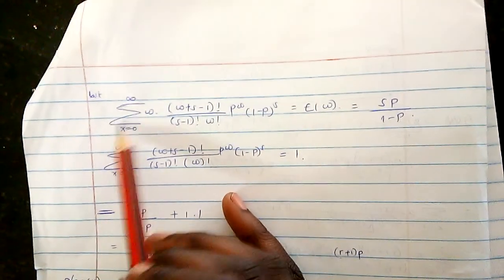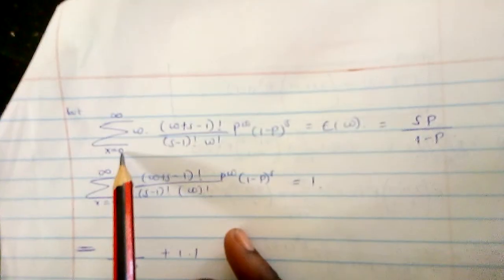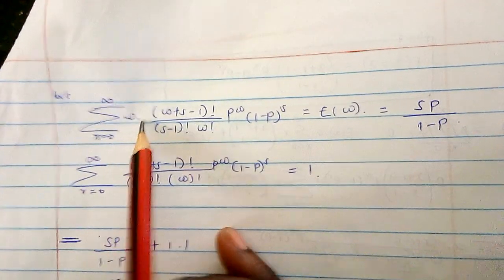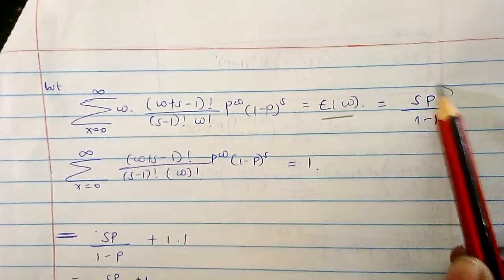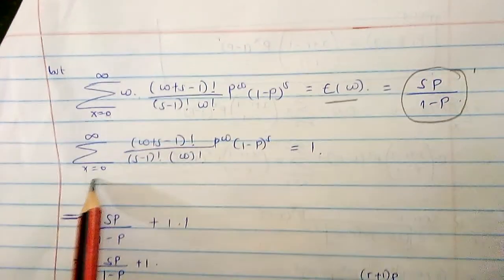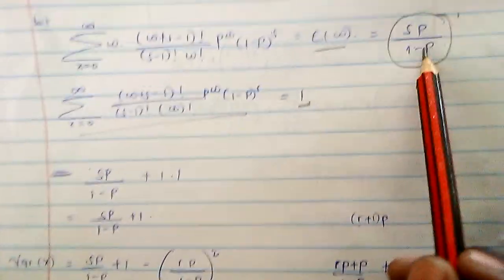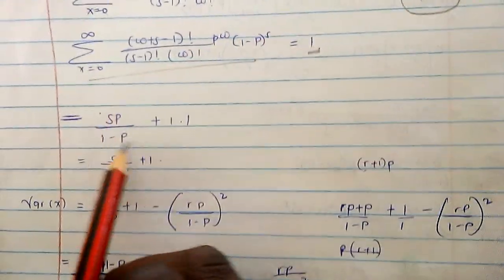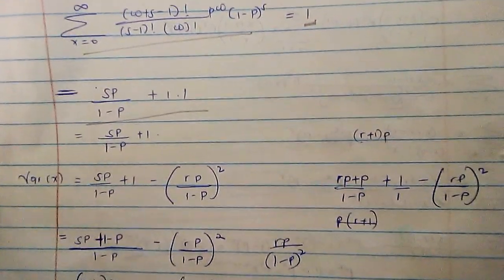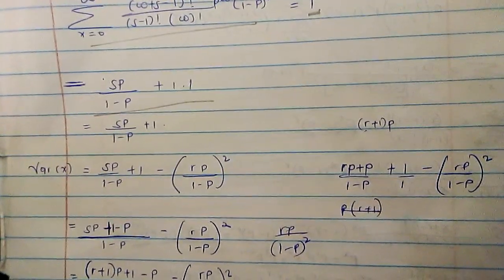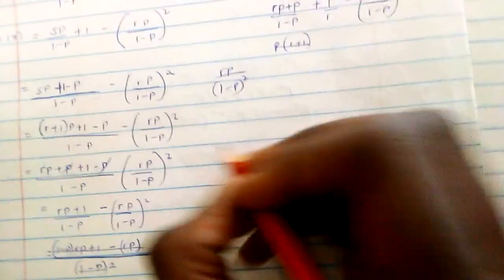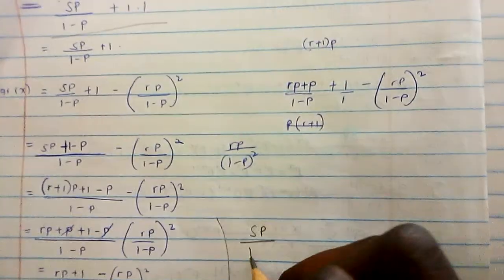And here when you look at this, for the negative binomial, the summation from x equals 0 to infinity of this is the same as the expectation of w, which is written as this. And then this, we saw from the mean, is 1. So we're going to put this back into this. Okay, simplify it into this. So this will be our final: we shall have sp out of 1 minus p plus 1 when you simplify this.